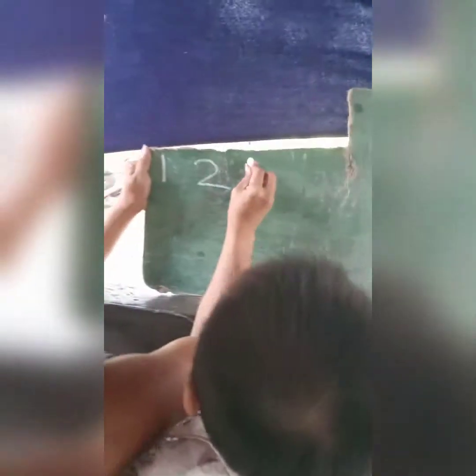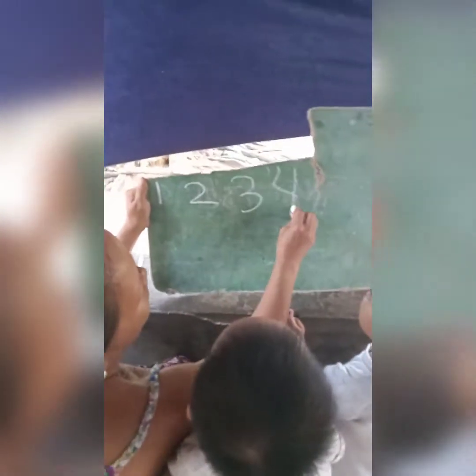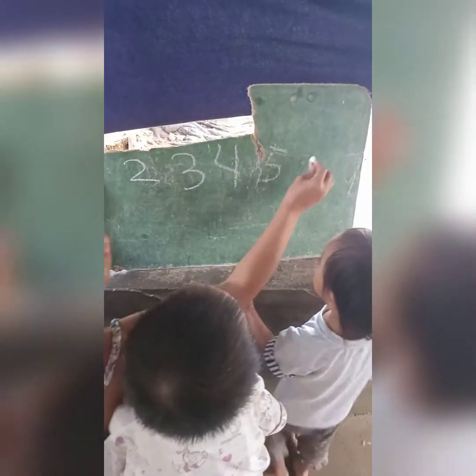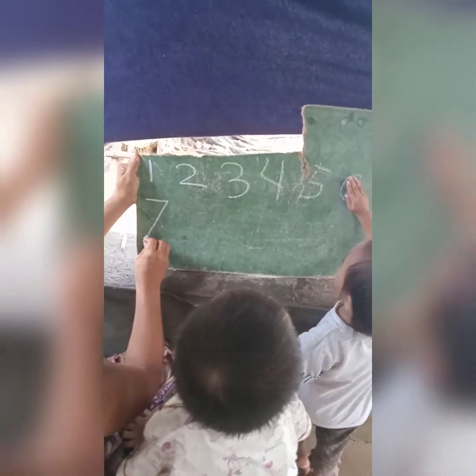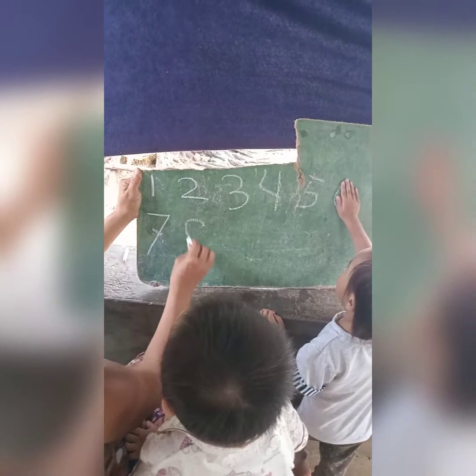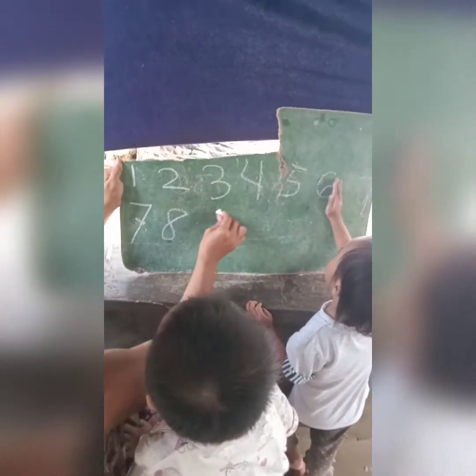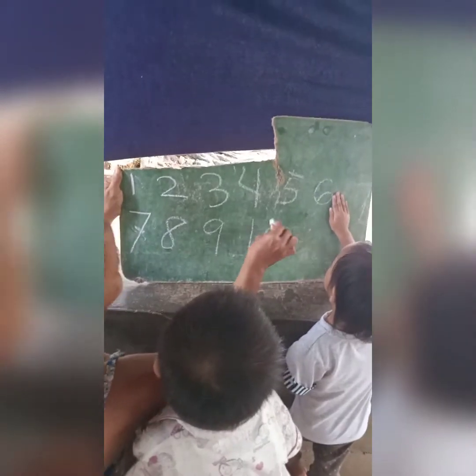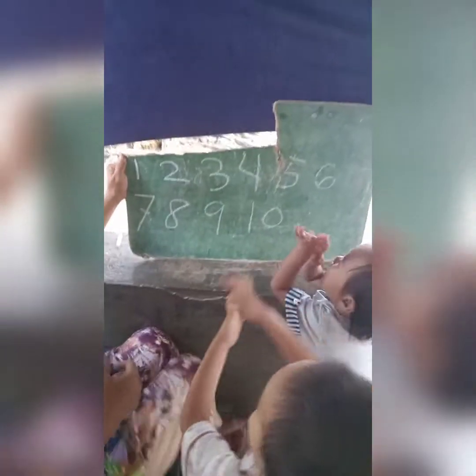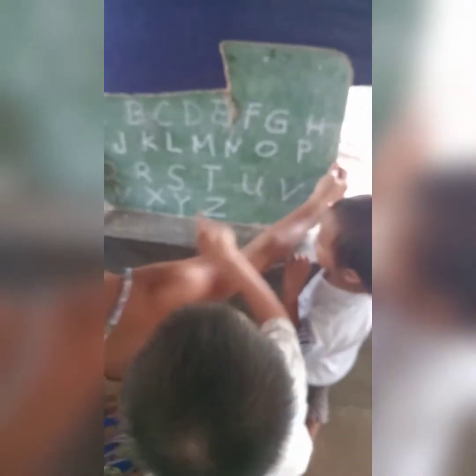Two, three, four, five, six, right there. Seven, eight, nine, ten. Very good.